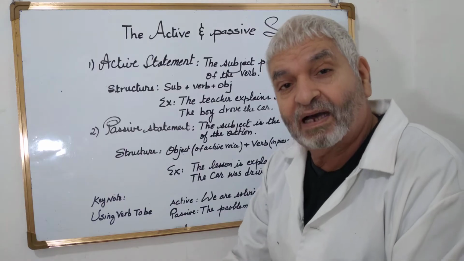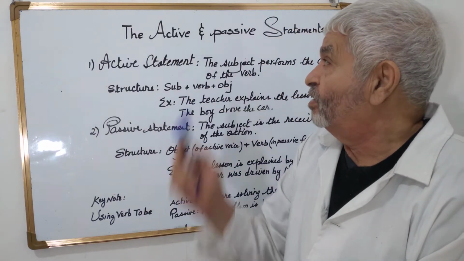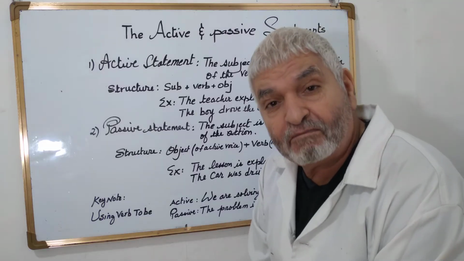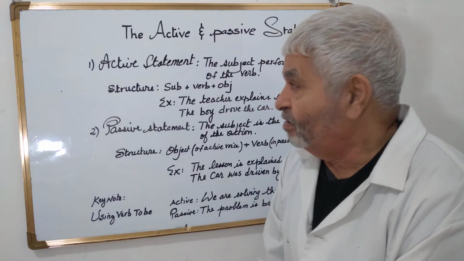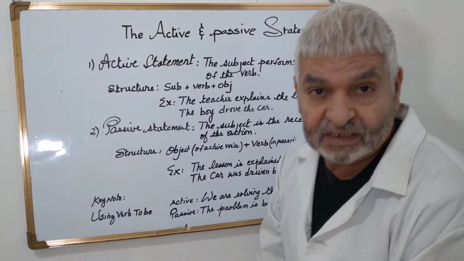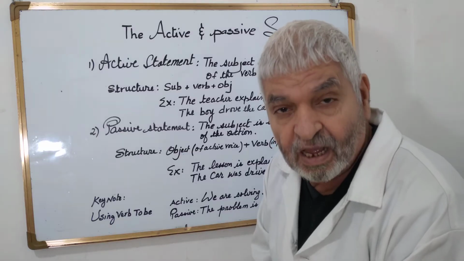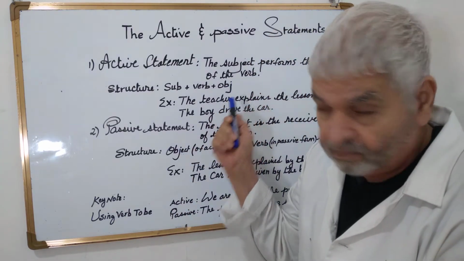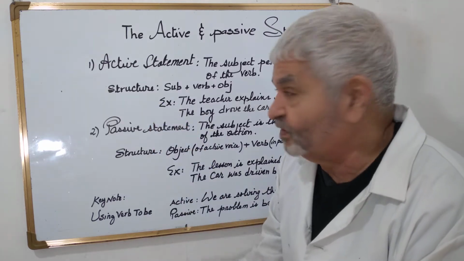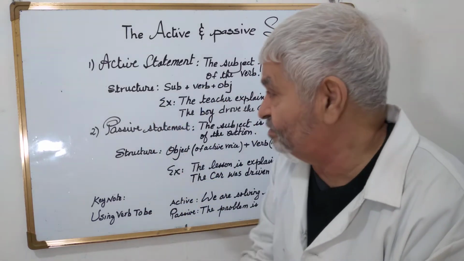I'm going to talk about grammar in English, of course. We have the active and we have the passive statement. A statement is a sentence. Well, the active statement is actually where the subject performs the action of the verb. And the structure of it is like the subject plus verb plus the object.